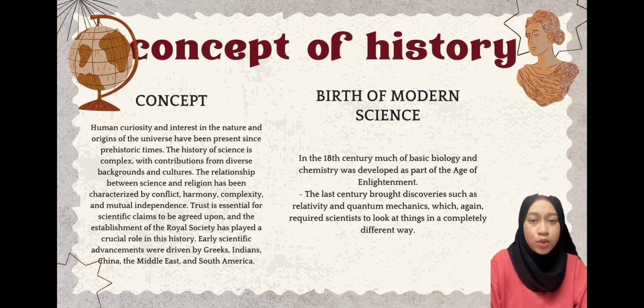The relationship between science and religion has been characterized by conflict, harmony, complexity, and mutual independence. Historians emphasize the importance of trust in scientific claims, with the Royal Society and its code of experiment being crucial. The first people to develop the theory behind observation were the Greeks, who focused on mathematical views and logical methods. They also developed materials like gunpowder, soap, and paper independently.